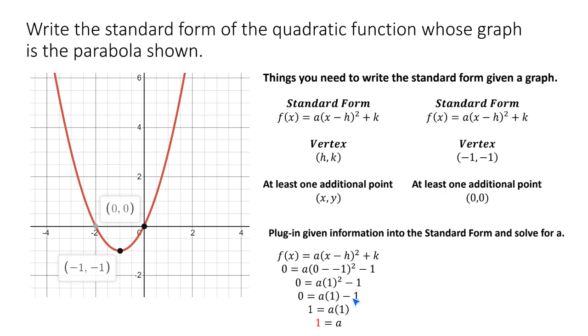In order to solve for a, I'm going to add 1 on both sides. So I get 1 is equal to a, 1. And then I'm going to divide by 1. So I get a is equal to 1. So that's my answer for a.